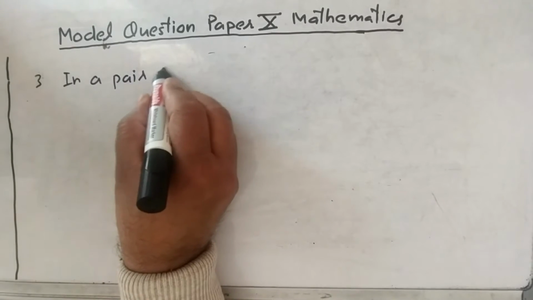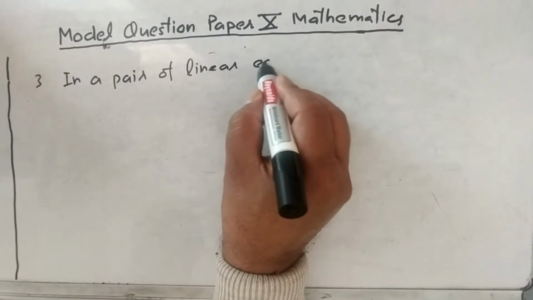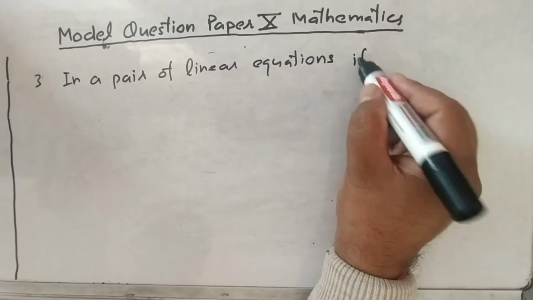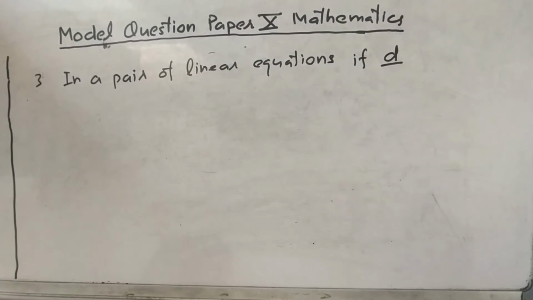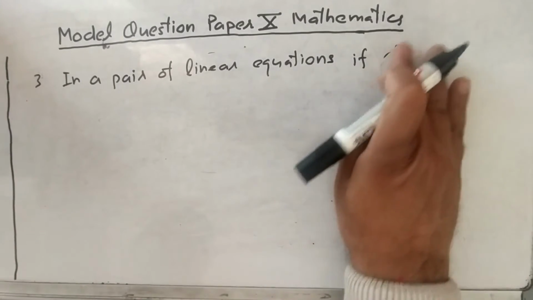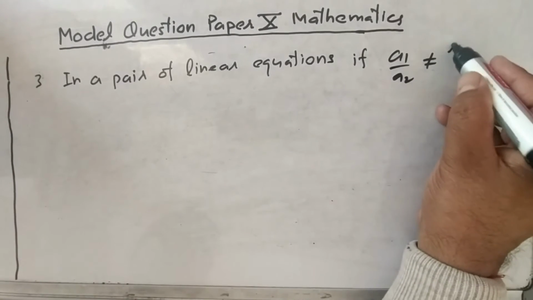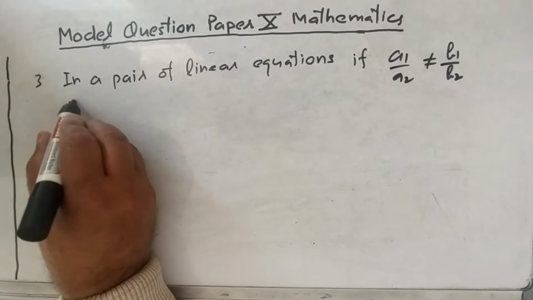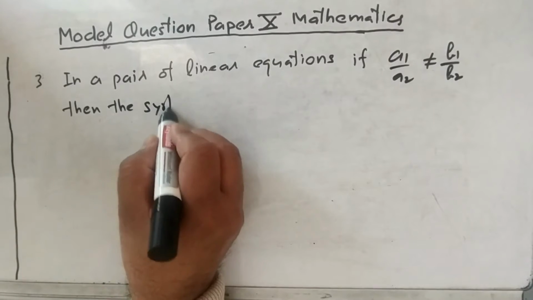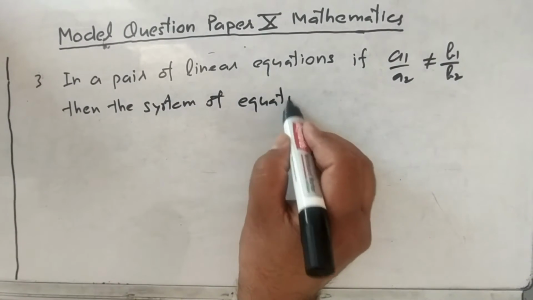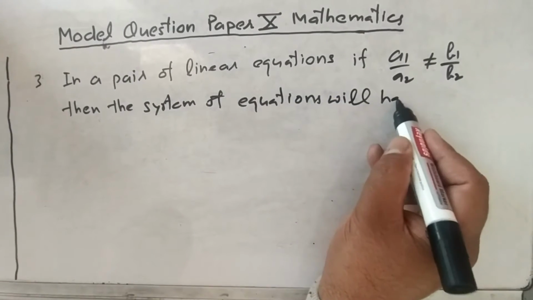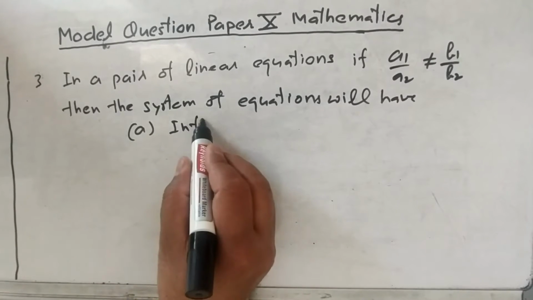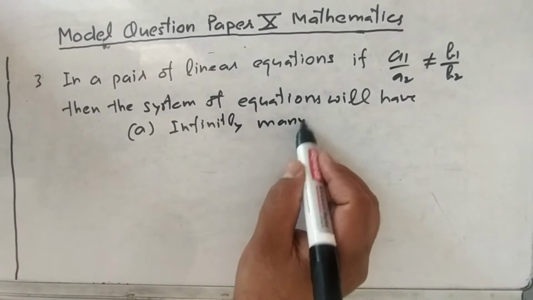In a pair of linear equations, if a1 over a2 is not equal to b1 upon b2, then the system of equations will have, the first part to this question is infinitely many solutions.